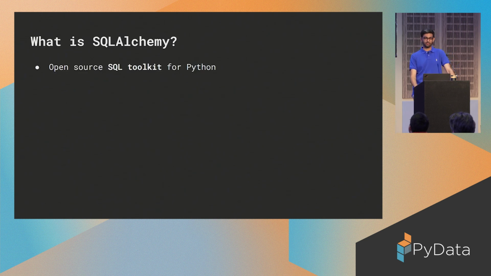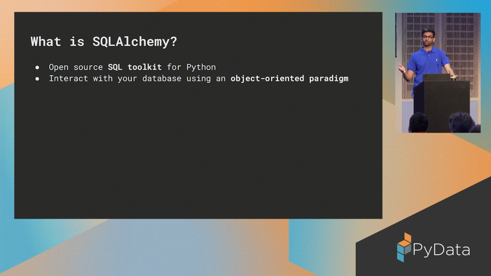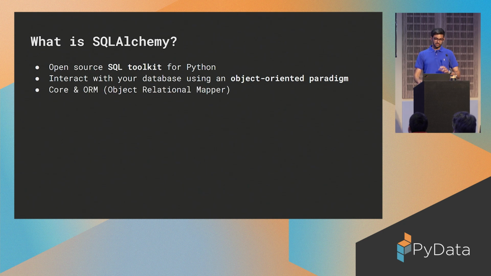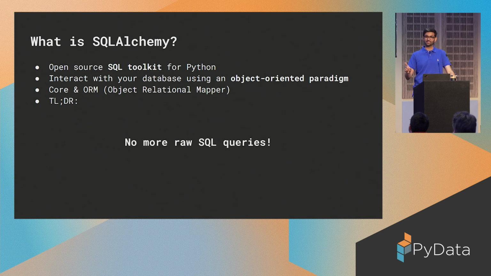What is SQLAlchemy? It's an open source SQL toolkit for Python, and this allows you to interact with your database in an object-oriented manner. It's split into two main components called the core and the ORM, which stands for Object Relational Mapper. We'll discuss all of this in detail later during the talk. But in short, if I were to summarize my talk in 5 words, it means no more raw SQL queries. I'm sure you guys must have used SQL queries, and in production environment, you must have had multiple tables and hundreds of lines of confusing and bulky SQL code. Today, we're going to talk about how do we eliminate that.